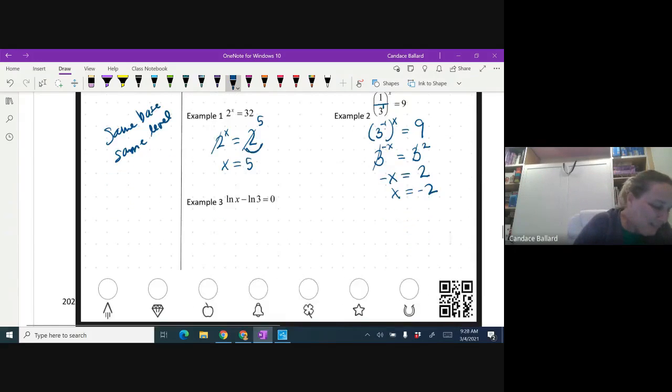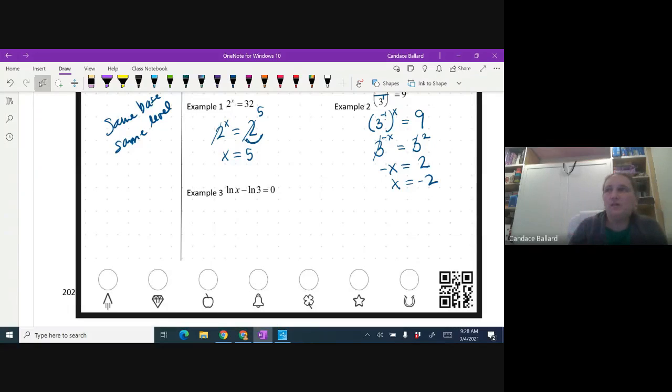Okay. Let's keep going. So every one of these problems is going to act a little differently. 1 and 2 were fairly similar in the fact that we had exponentials and we could figure out very easily how we could get our bases the same. But what happens if we can't do that?